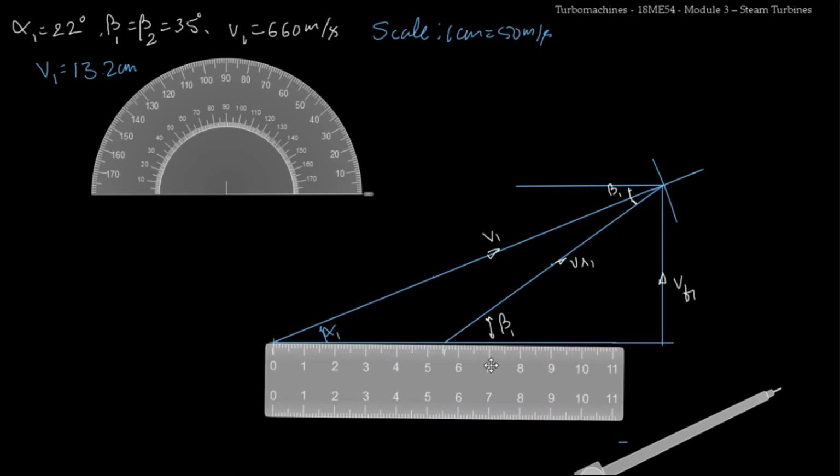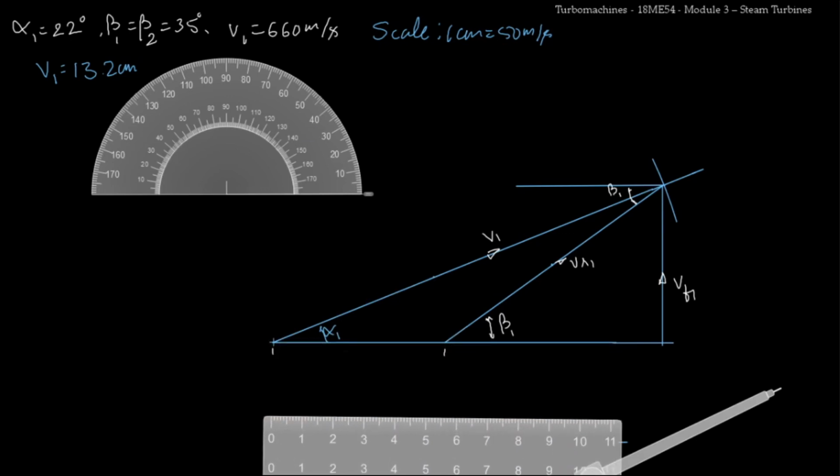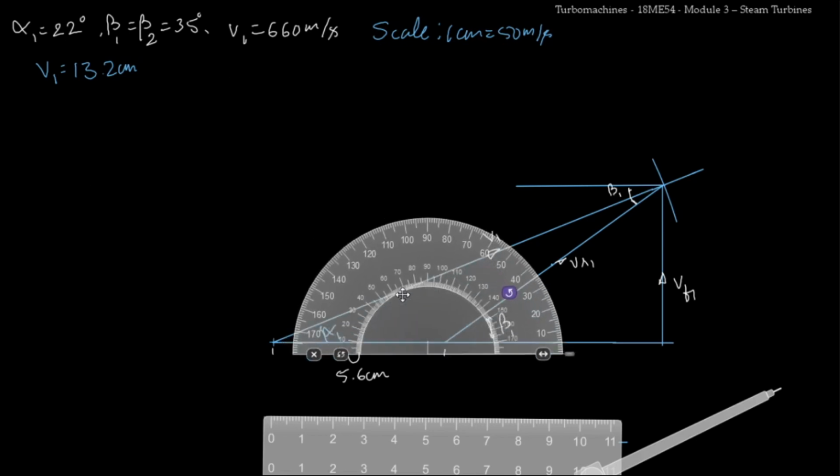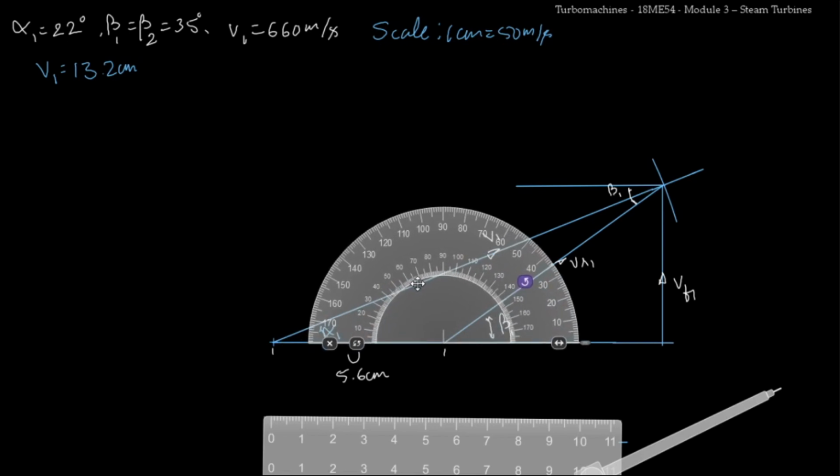The length of U is approximately 5.6 centimeters. Okay, we'll convert that into our units later. Now I'll bring this compass. I know beta 1 and beta 2 are same and there are no losses.